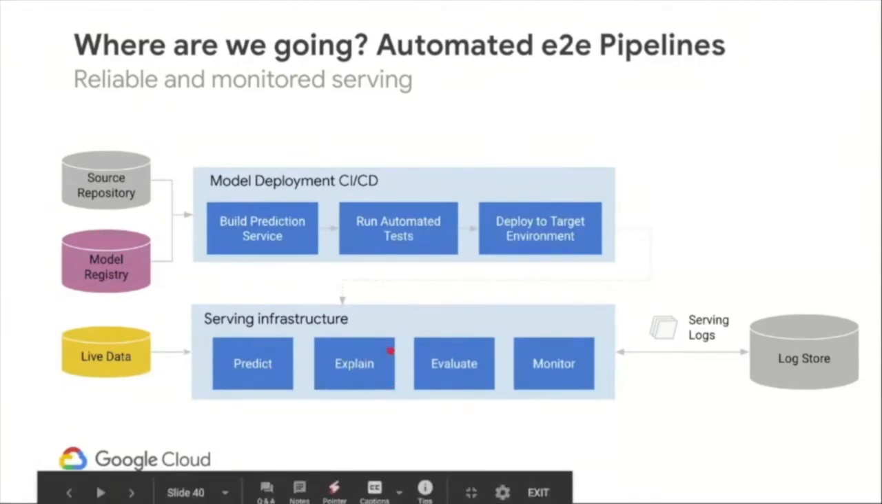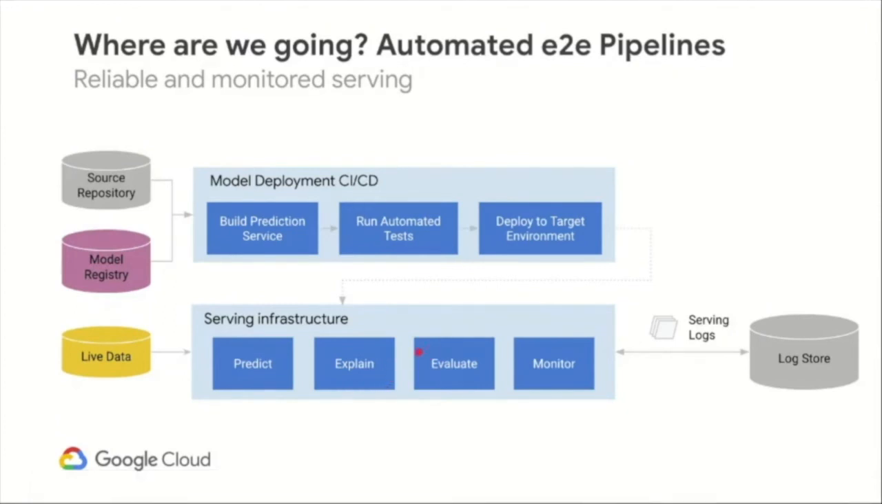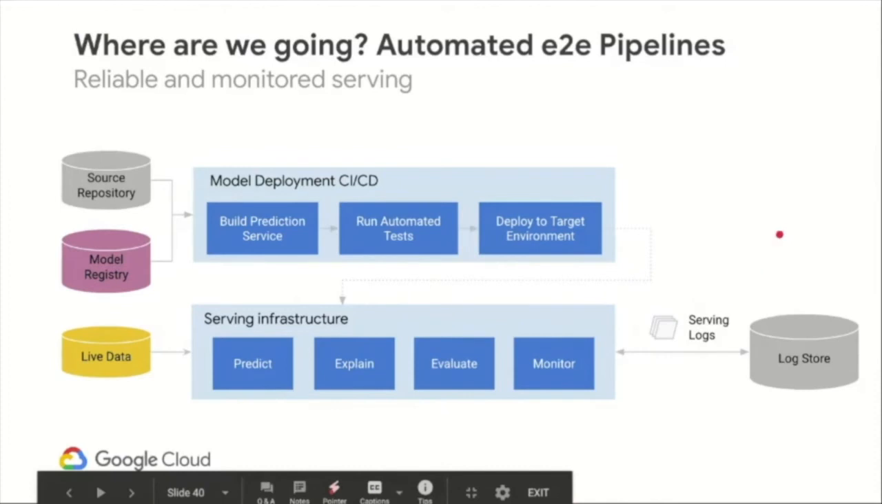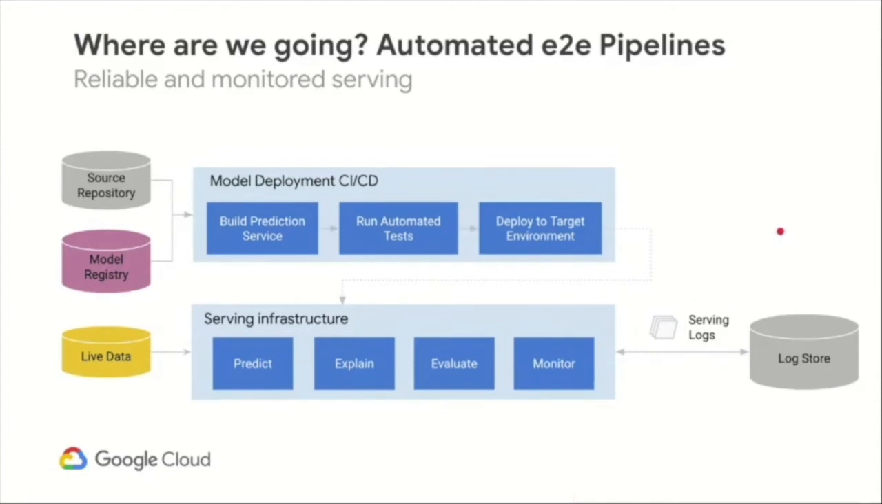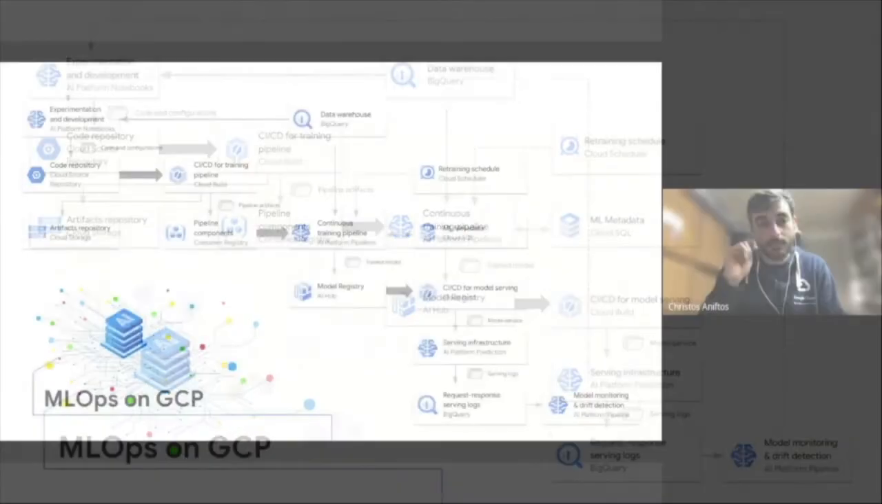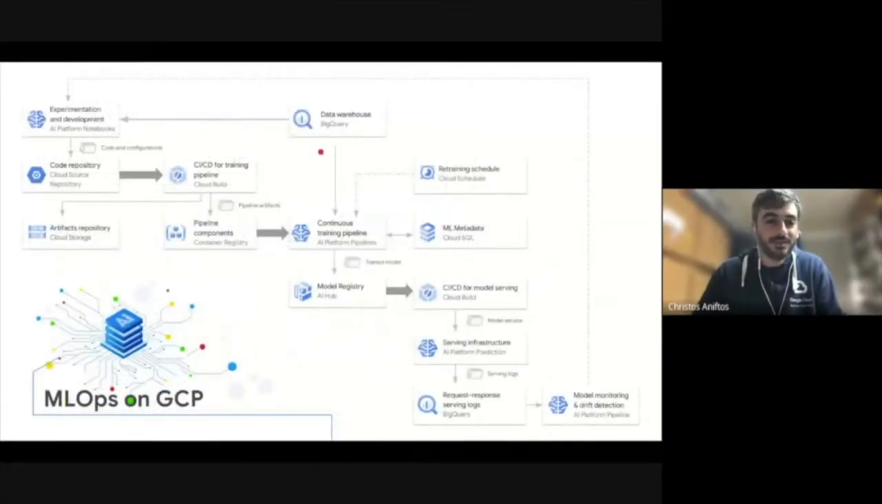I won't discuss explainability today, but you can have a look into our explainability service on GCP to find out more. We evaluate the models by logging all the data, all the traffic to this API, and we monitor to make sure that the models are up, running, and healthy, and that their performance doesn't degrade over time. And of course, everything that we do here, we log it so that we are able to debug and answer questions.